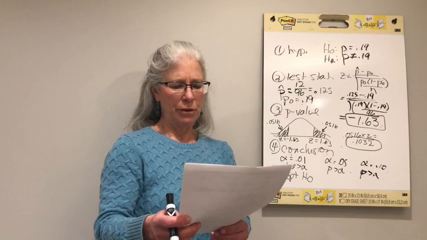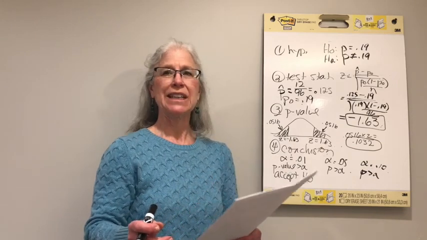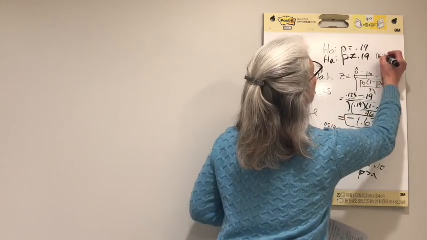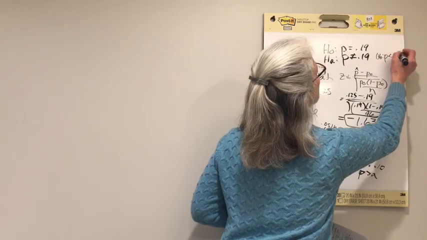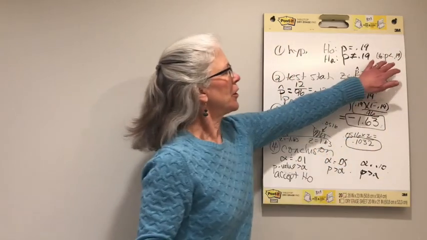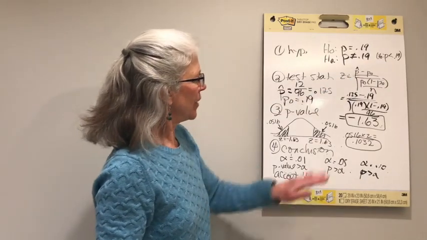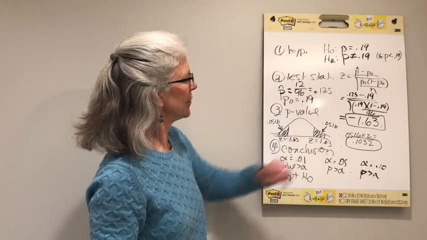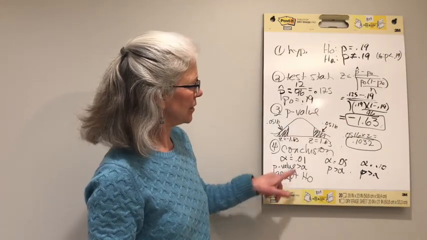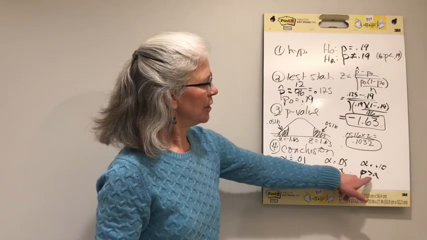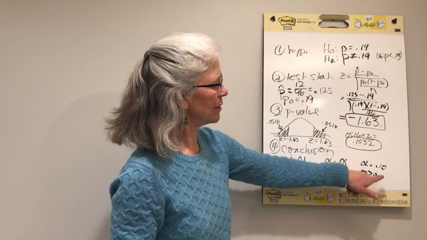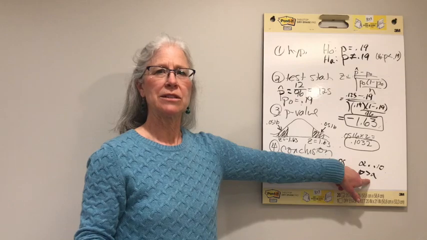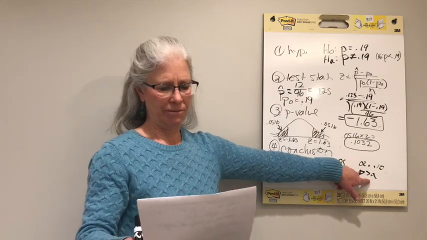Now, what would the alternate have been if we wondered if the percent of Hispanics called for jury duty was less than 19%? If we wondered if it was less than, then our alternate would be p is less than 19%. Then our p-value would be just this piece right here, 0.0516. And now 0.0516 is still greater than 0.01, it's greater than 0.05, but it's less than 0.10. So this alpha, 0.10, would be the only one for which we had statistically significant results.